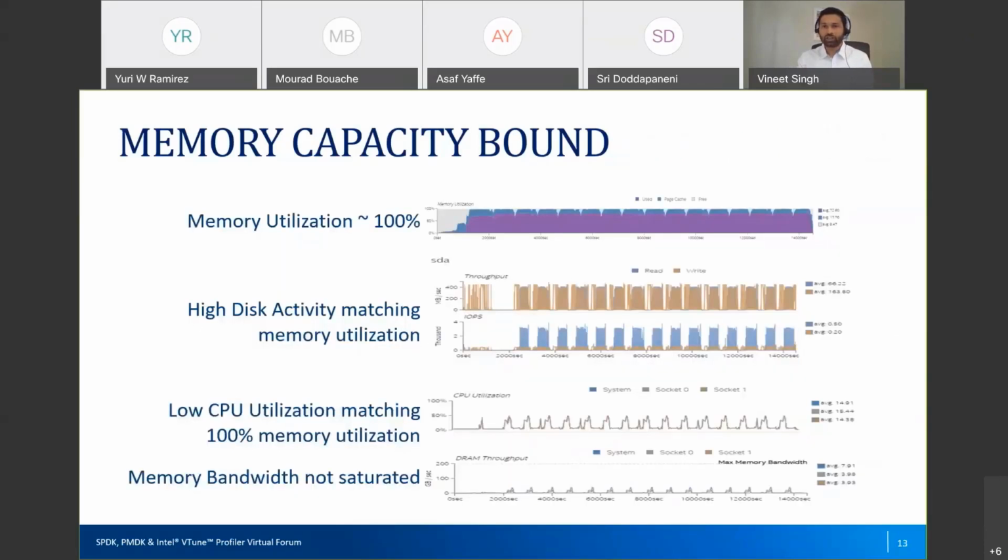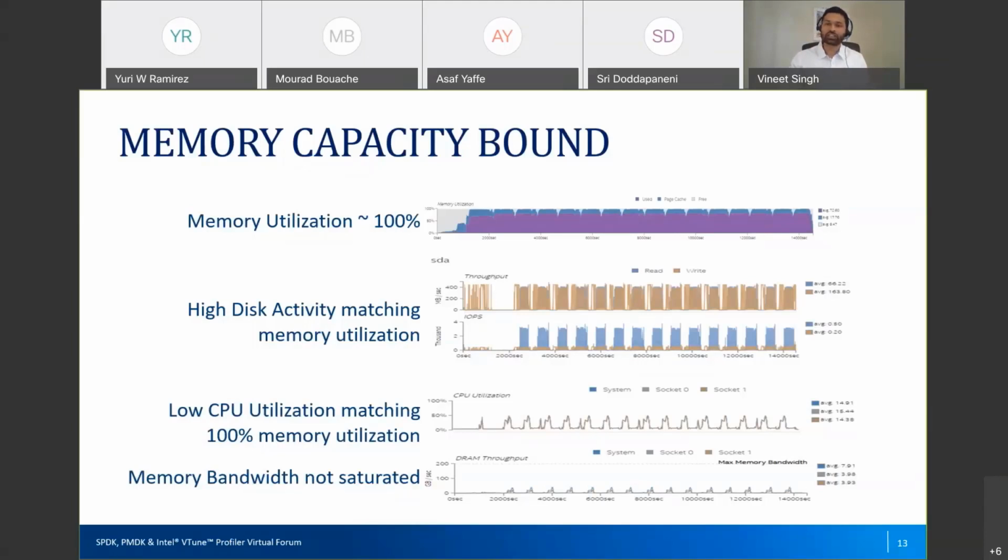This is an example. I'm going to quickly walk through it. In this scenario, what we are seeing is your memory utilization, which is covered by the first graph, is hitting 100%. In the same execution windows where memory utilization is high, you see disk activity. And corresponding to that, if you look at CPU utilization, it is dropping to a very low value in the same regions.